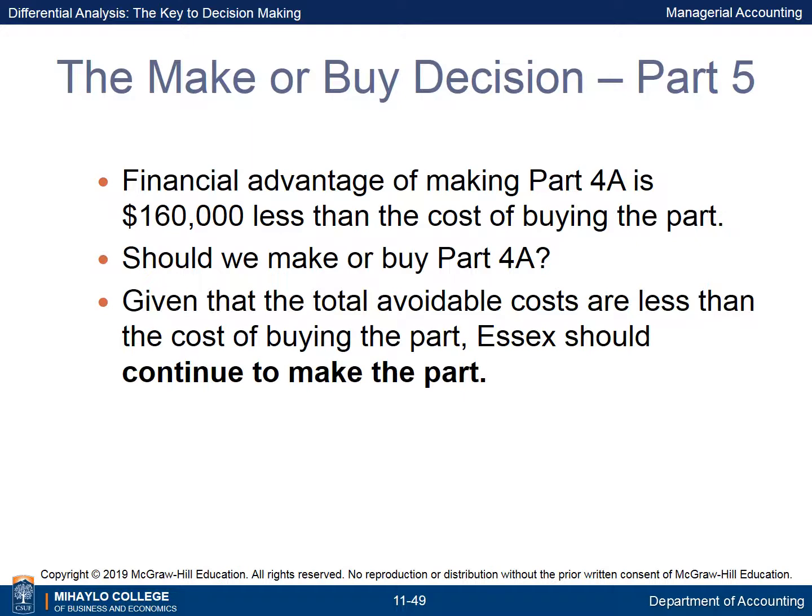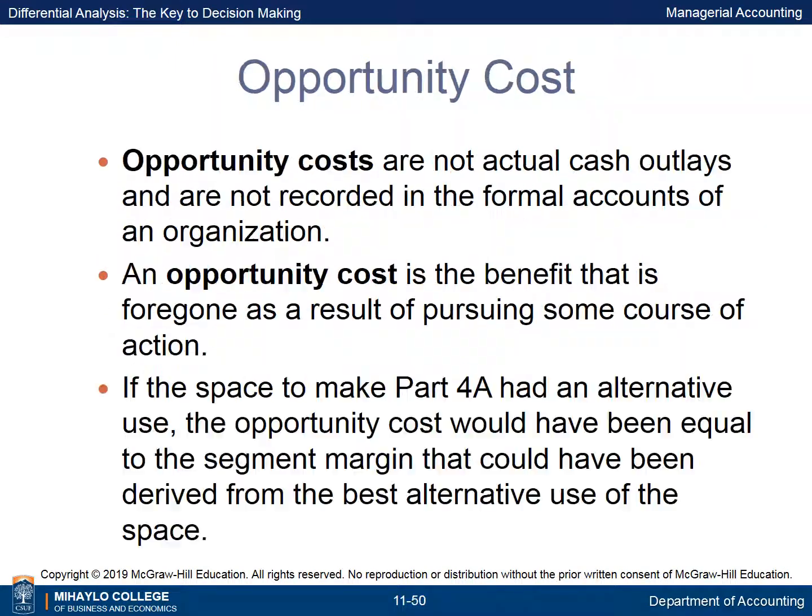The total avoidable costs are $340,000, and the cost of buying the part is $500,000. Thus, there is a financial advantage of making Part 4A of $160,000. Given that the total avoidable costs are less than the outside purchase price, Essex should continue to make the part.